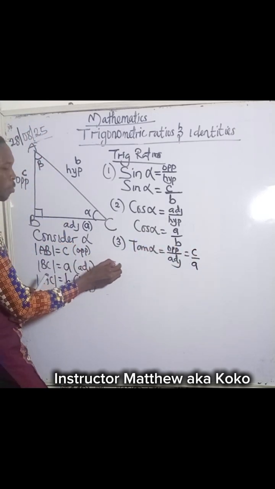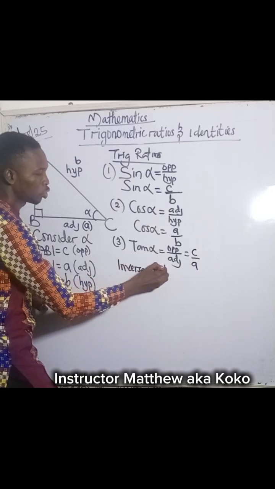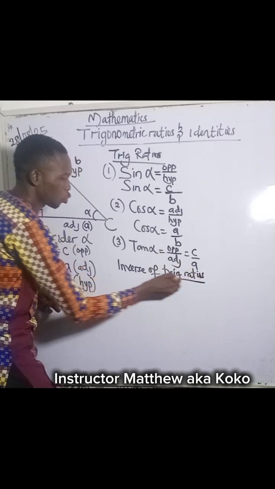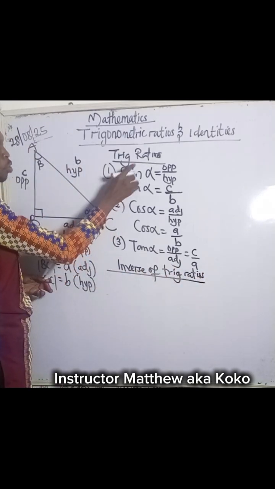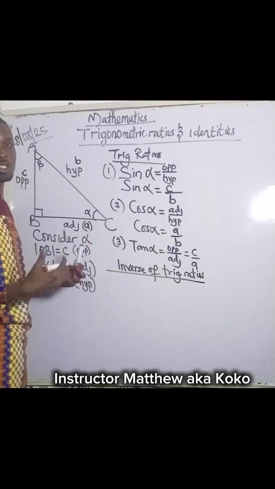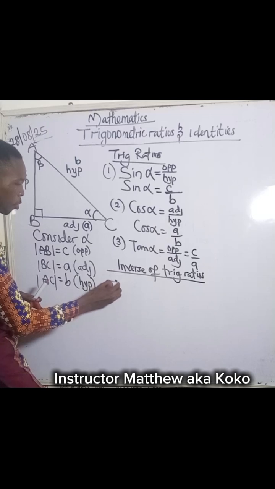Okay, so we will now find the inverse of the trigonometry ratios. We may be asked to find the inverse of all these trigonometry ratios, because we will still use them when we get to integration. Okay, so let's start. That is number 4.